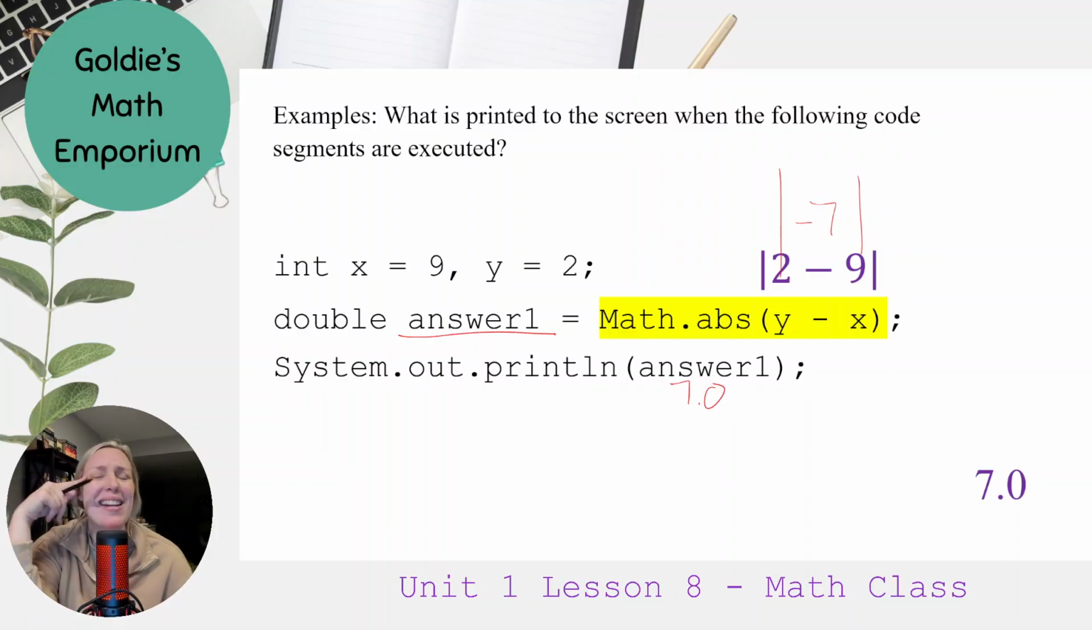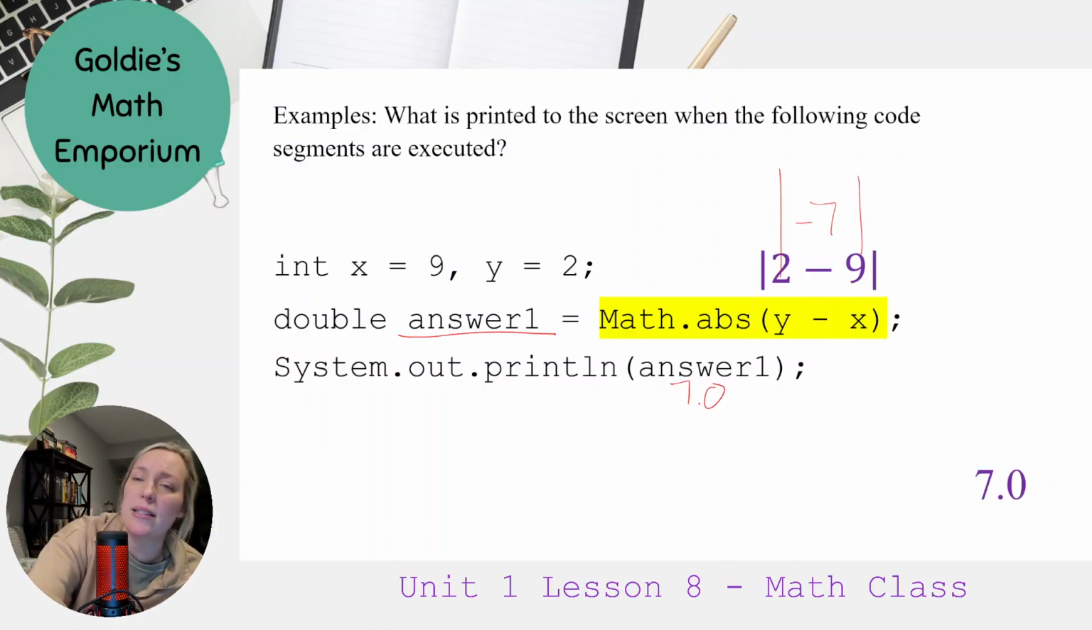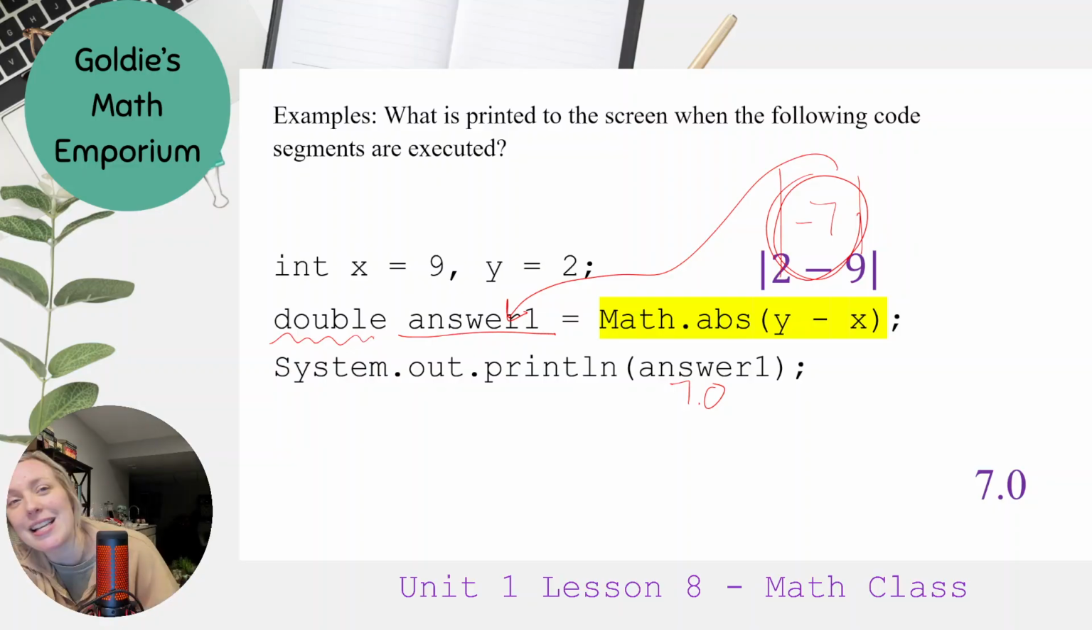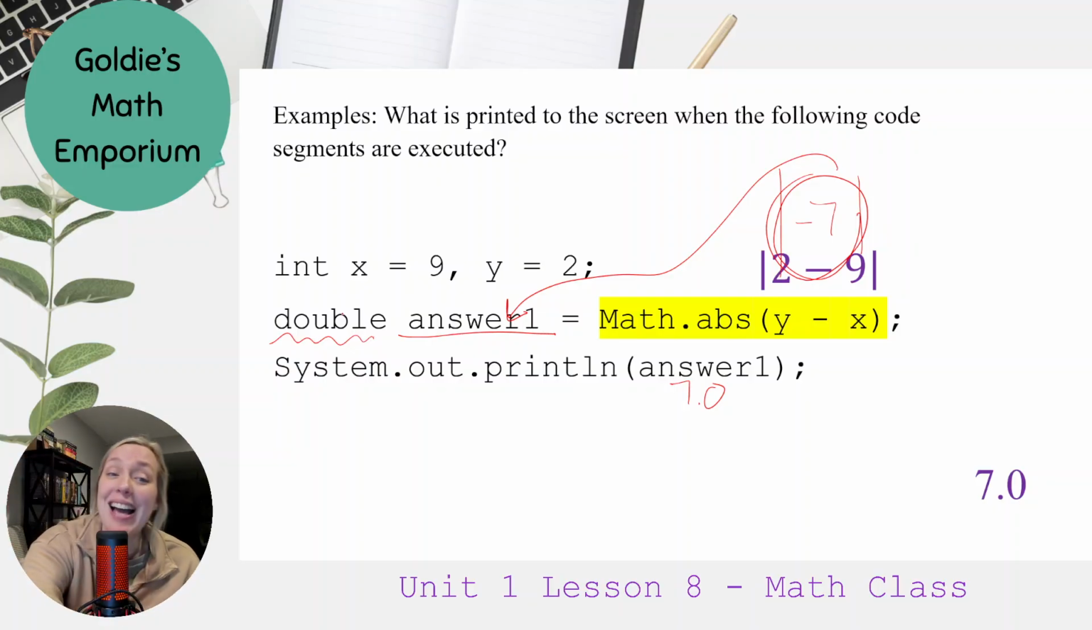Now, why did it store it as a double? Because this is an integer, right? I took the absolute value of an integer. Well, you took the absolute value of an integer, but then you stored it in a double variable, so that upgrades it. It's now a double. You could have had int answer1, and then when you printed answer1, it would print just a plain 7, but you had a double there, so it returned a double.